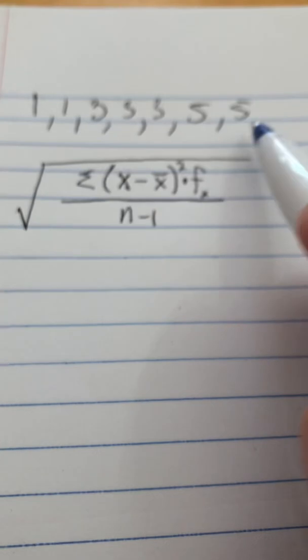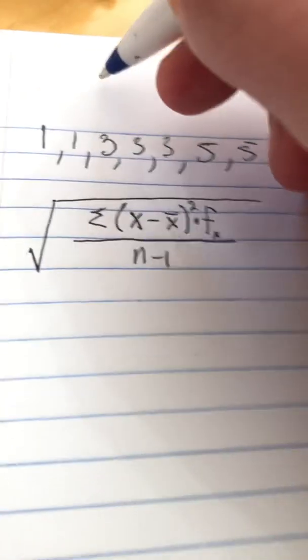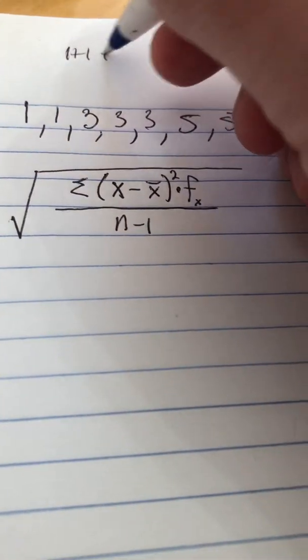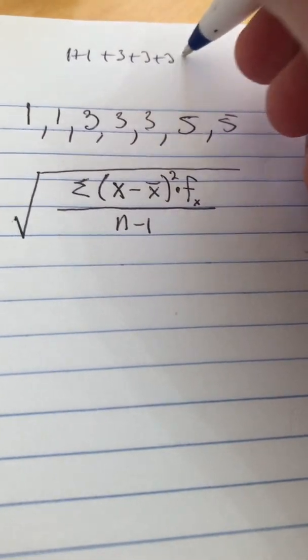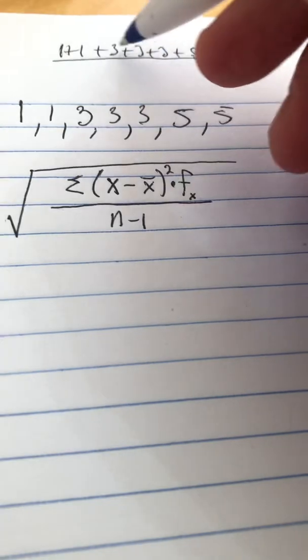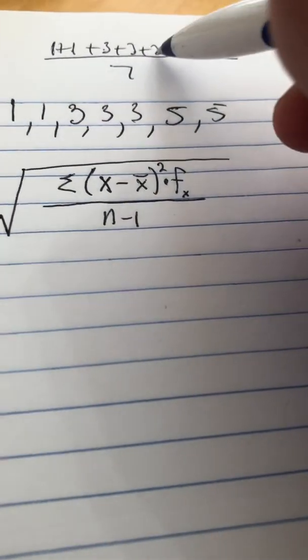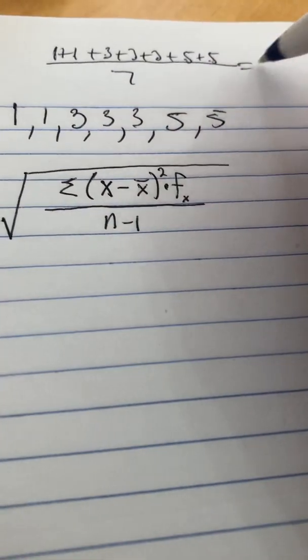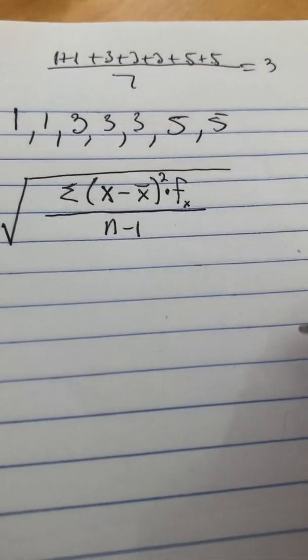So in this instance, my mean will be, let me check it, I didn't figure that out. So 1 plus 1 plus 3 plus 3 plus 3 plus 5 plus 5. So I've got 1, 2, 3, 4, 5, 6, 7. I'm dividing by 7. I have 10 plus 9 plus 2. So 21 divided by 7 is 3.